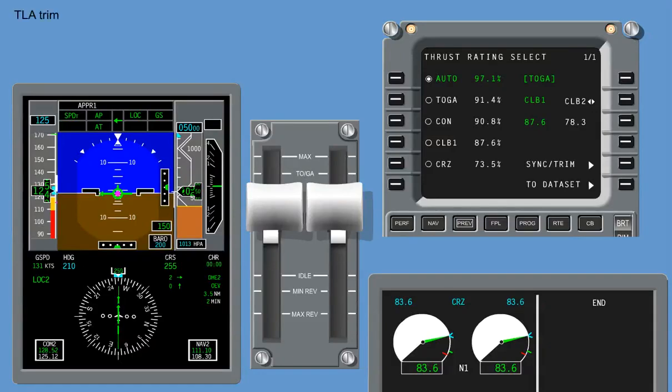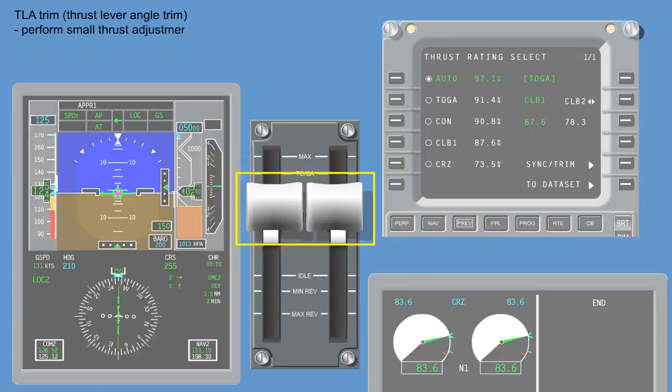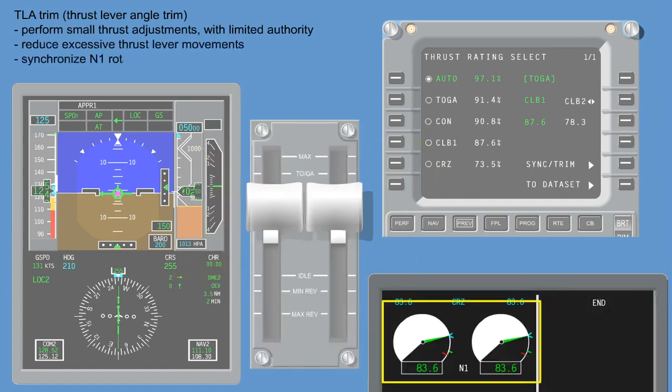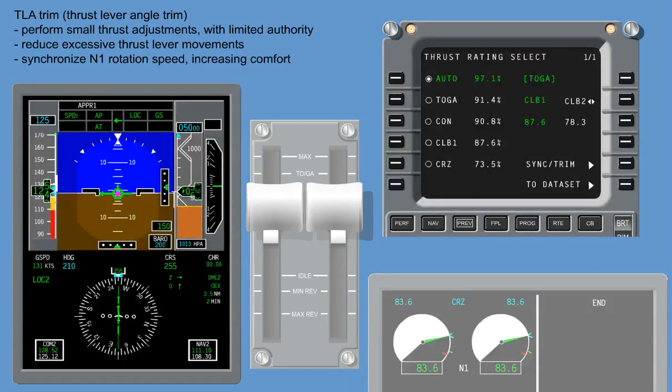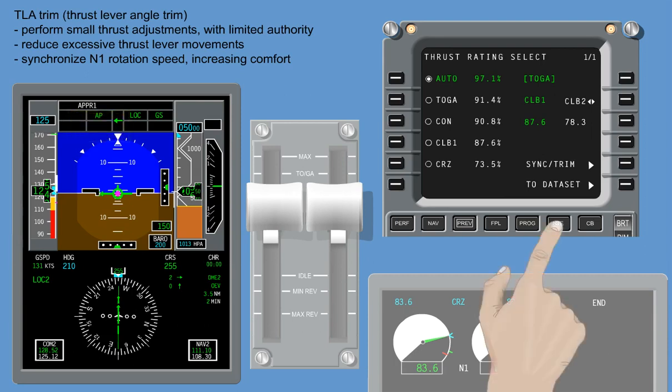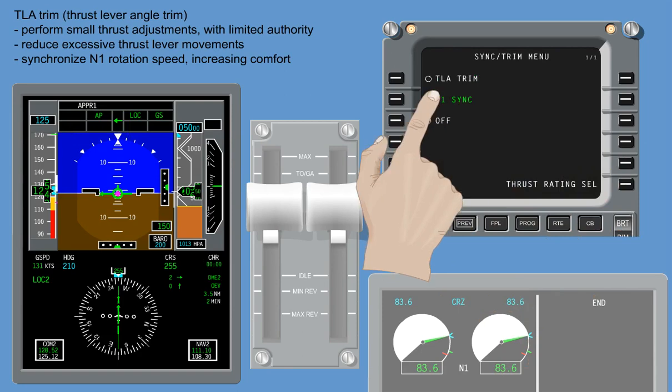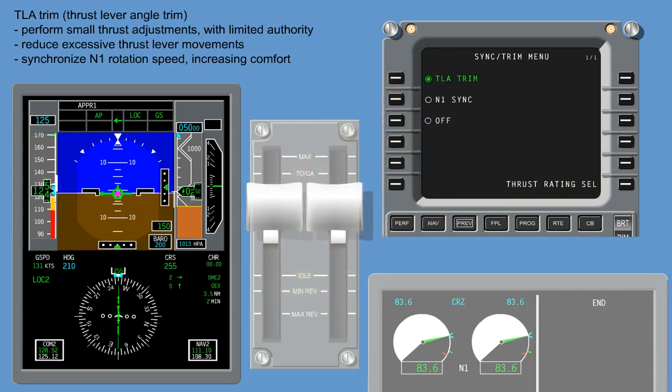TLA trim. The thrust lever angle trim has the following functions. Perform small thrust adjustments with limited authority. Reduces excessive thrust lever movements. Synchronizes N1 rotation speed, increasing comfort. The thrust lever angle trim is set to on whenever the autothrottle is engaged, but the TLA trim even works when the autothrottle is disconnected when thrust lever angle trim on the MCDU TRS page is set to on manually.